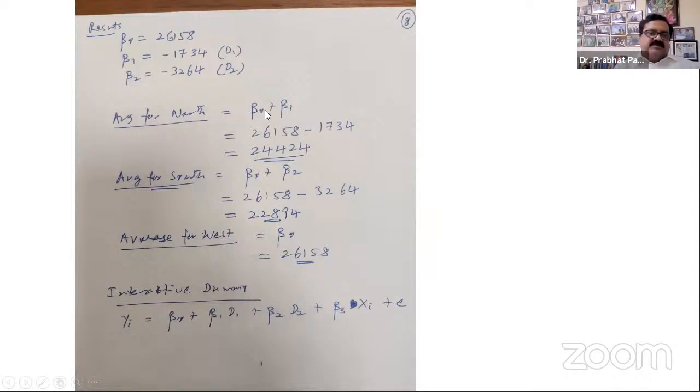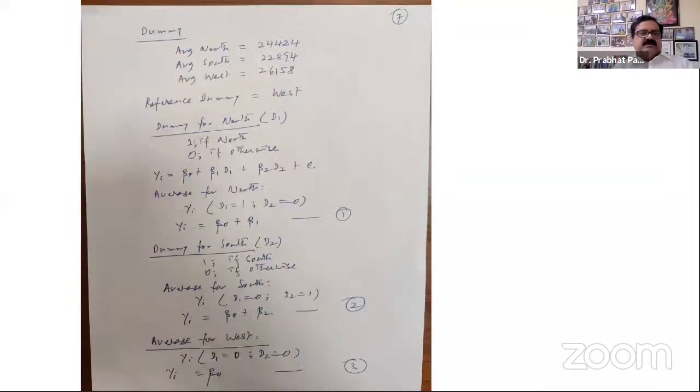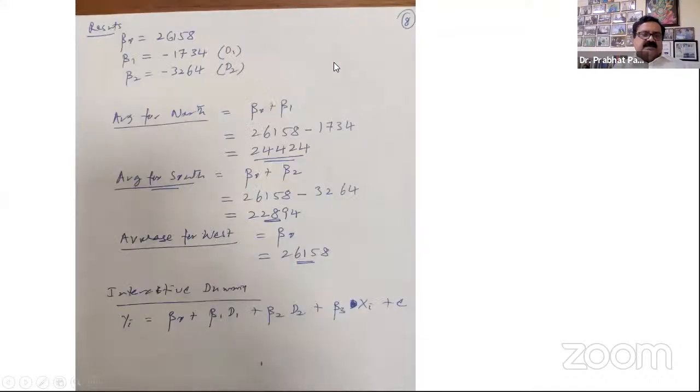So the average for the north was beta 0 plus beta 1. So if you take the value of beta 0 to 26,158 and take the value of beta 1, so beta 1 is minus 1734. So minus 1734, it gives us 24,424. And if we go back to see what was the simple average for the north, it was 24,424. And here, by using the regression equation, we got the same figure, 24,424.